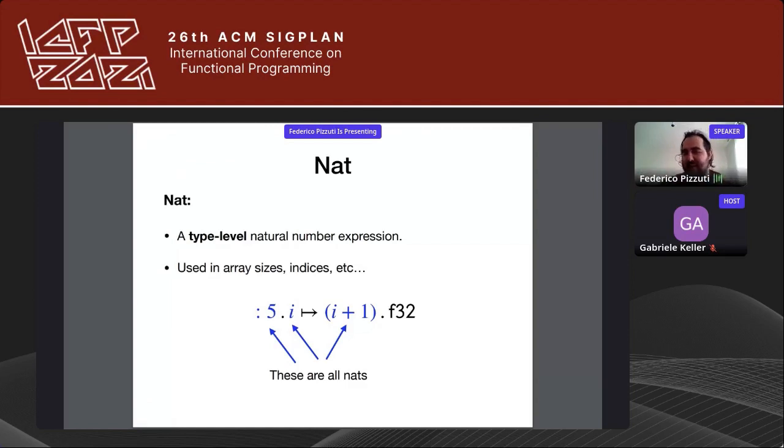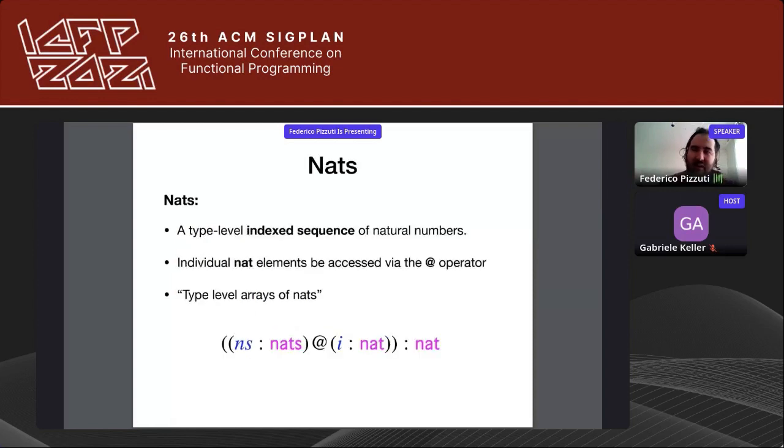These are type-level natural number expressions. We use them in array sizes, array indices. Everywhere you see a number at the type level, it's a nat. However, we can extend this with the concept of nats. So a nats is an index sequence of natural numbers. So it's fundamentally an array at the type level of nat.